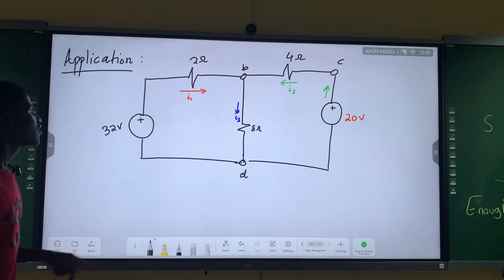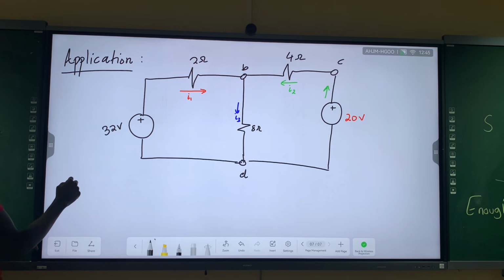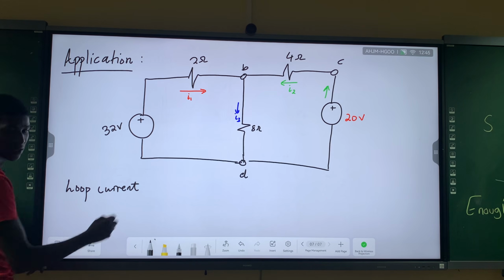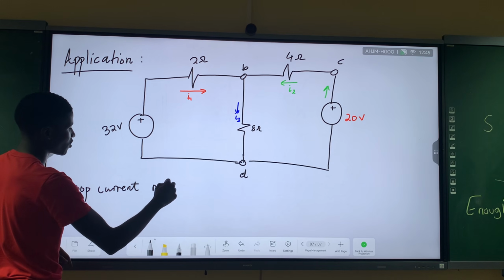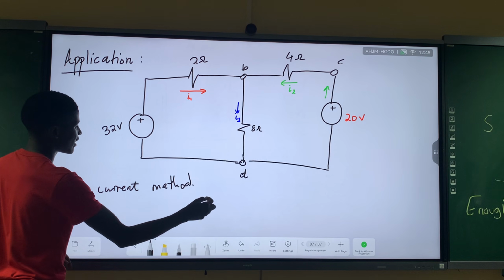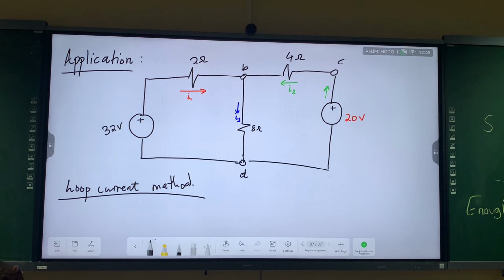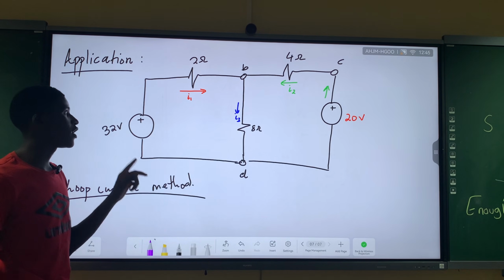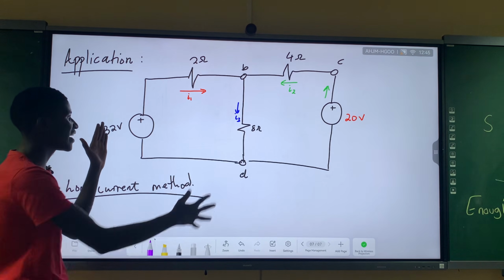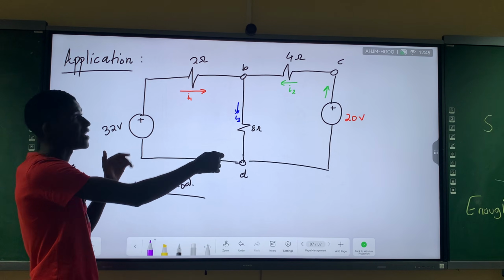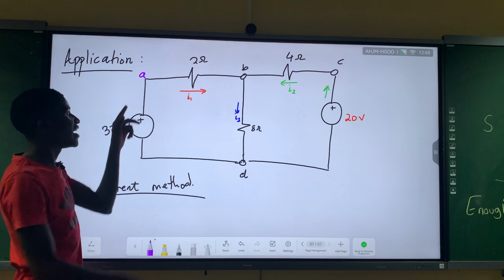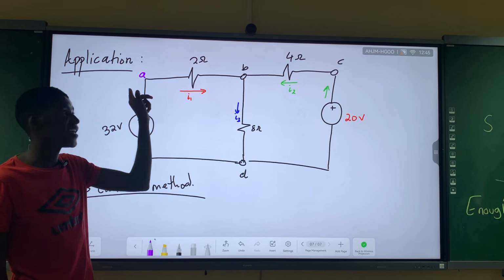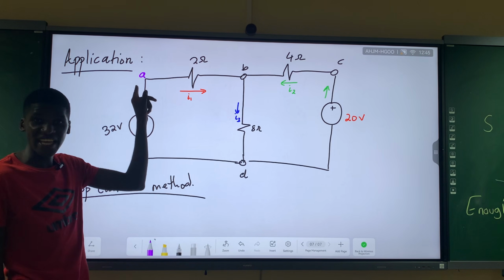Okay, so from this circuit we want to do a loop current method of solving. I just want to create my expressions so that we can solve for I1, I3 and so on. So let's have a loop of current. Let's look at the loop from the beginning. This is A, by the way. This is the loop A, B, D, back to A again.